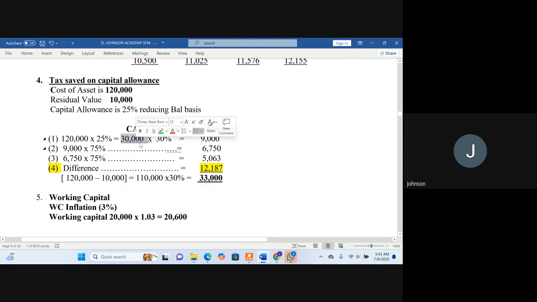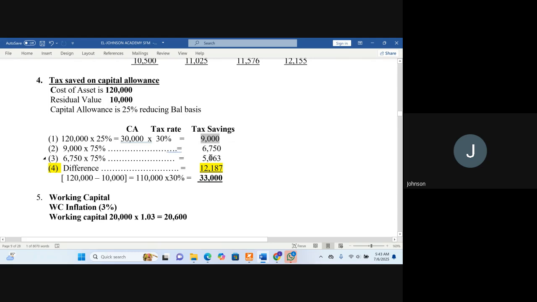So you now multiply it by the tax rate. The tax rate is 30%. So when you multiply by the tax rate, you're going to get your tax savings on capital allowance, which is going to be this amount. Now the next thing you ask yourself is, do I need to start saying 120 minus 30, and whatever is remaining, I say 25% of it, multiplied by 30% to get tax savings in year two?